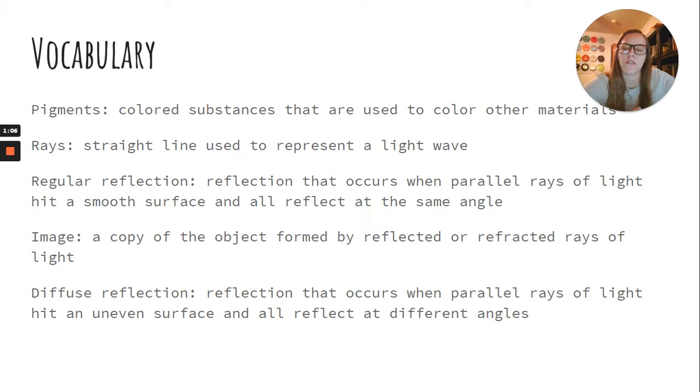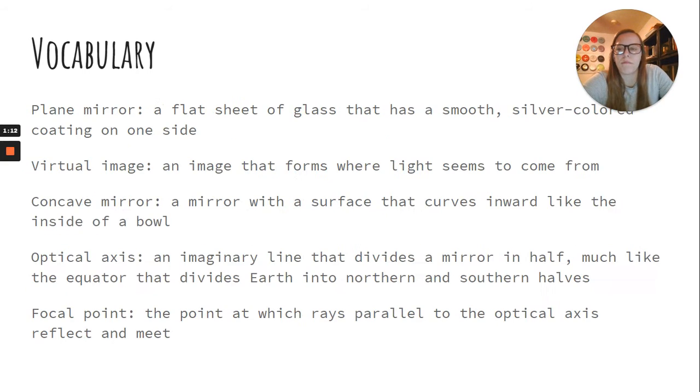Diffuse reflection is reflection that occurs when parallel rays of light hit an uneven surface and all reflect at different angles. A plane mirror is a flat sheet of glass that has a smooth, silver-colored coating on one side. A virtual image is an image that forms where light seems to come from. A concave mirror, a mirror that's a surface that curves inward like the inside of a bowl.